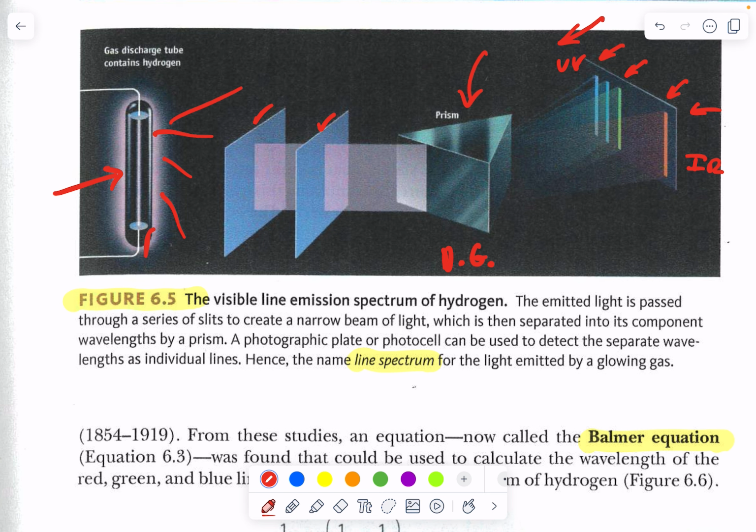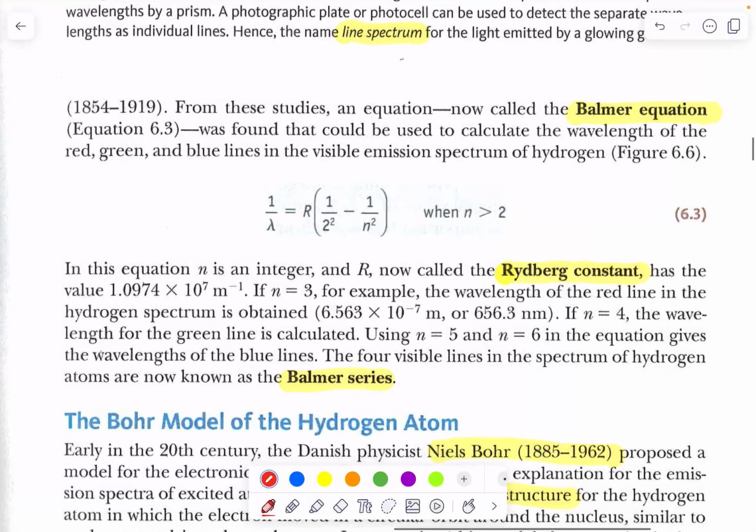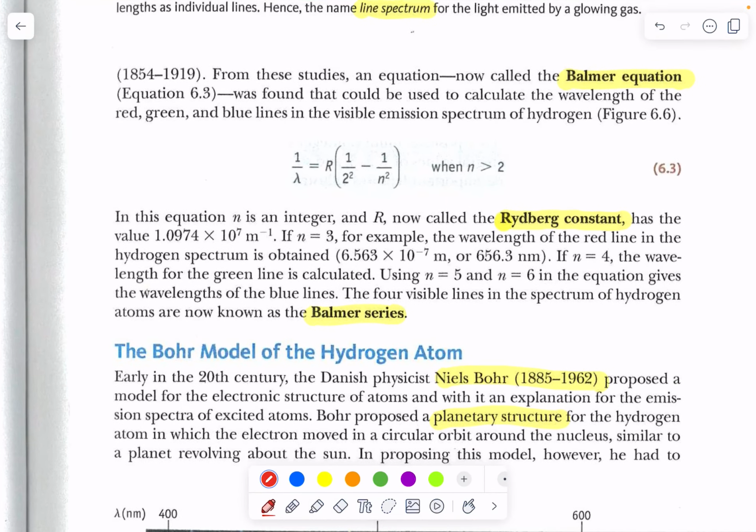This is called a line spectrum, because in this picture you have 1, 2, 3, 4 lines that form this spectrum. It's not a continuous spectrum like a rainbow, but it's a line spectrum. And a little more than a century ago, a guy named Balmer came up with a mathematical equation for this, relating why we get these different spectral lines to the incoming wavelength of light.